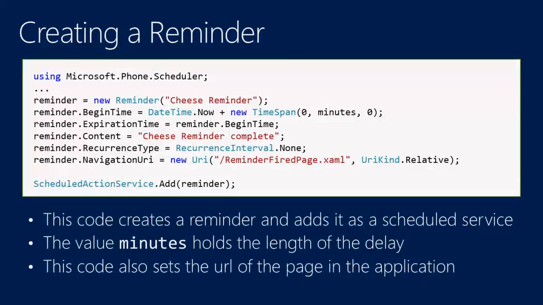In terms of actually getting the code built and making it happen, effectively we make a new reminder called cheese reminder. We set the beginning time to run; the number of minutes is how far ahead in the future I want this thing to actually fire. I then set the expiration time to the same thing. You can have alarms that repeat into the future many, many times, weekly or daily or whatever, and have a time when they stop. We're going to have a recurrence interval of none. It's basically going to fire once and then never again. And I'm giving it a URI, which is the page to go to if the user touches the reminder.